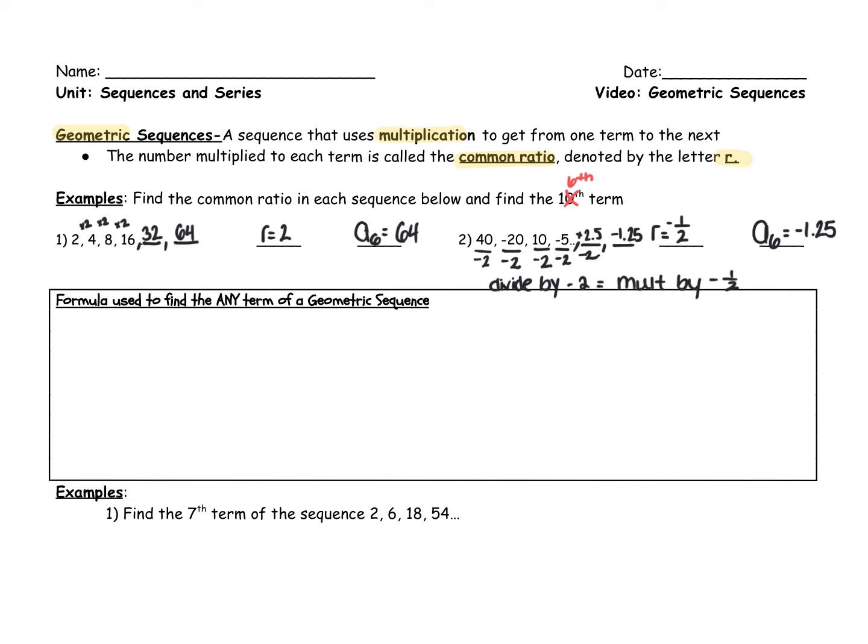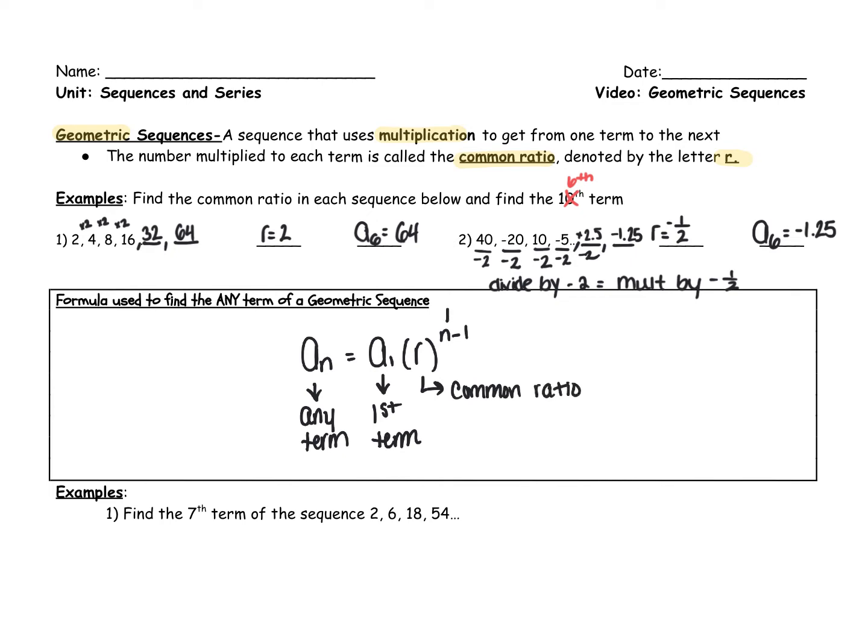Okay, so there's a formula that will allow us to find any term of a geometric sequence, similarly like we did with an arithmetic sequence. So we have a sub n equals a sub 1 times r to the n minus 1. A sub n is any term. A sub 1 we know is my first term. R is my common ratio. And n is the term number, or number of terms.